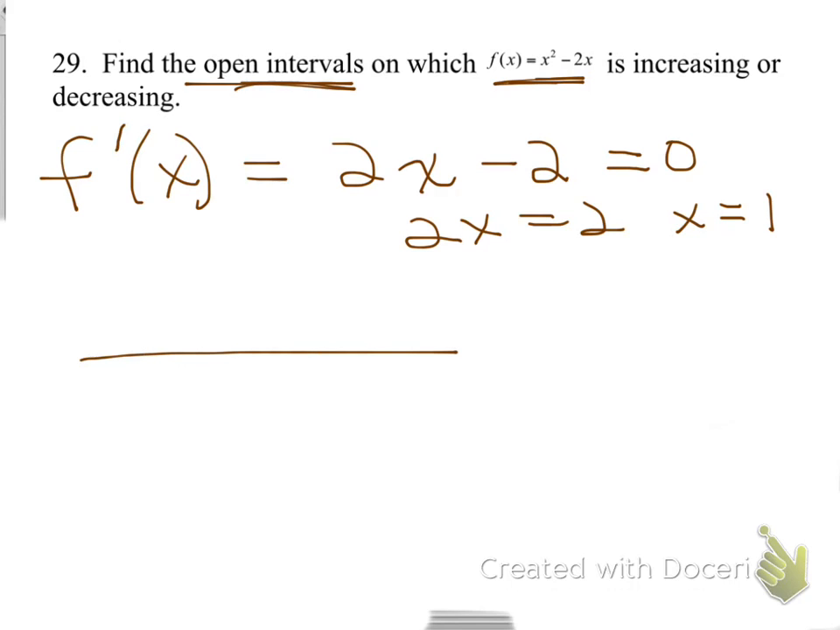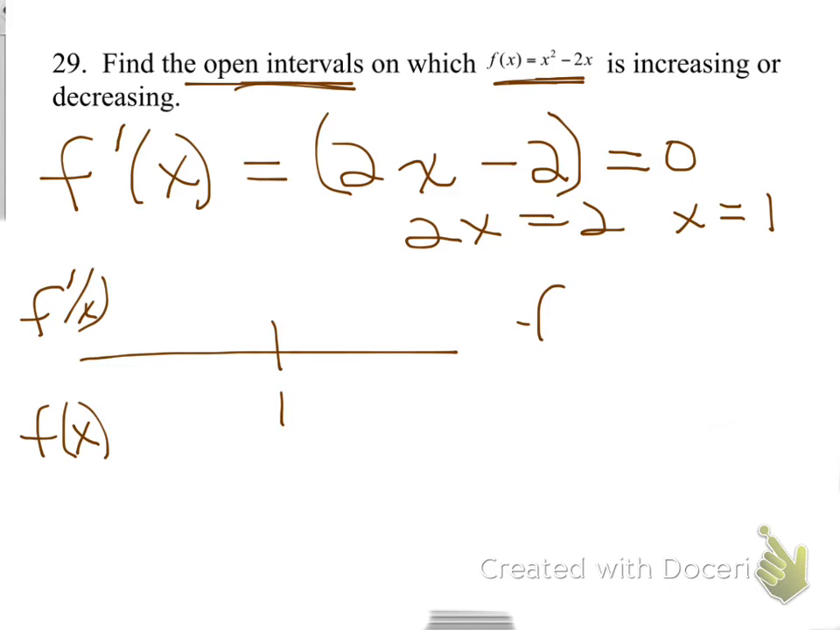Set up your sign chart. Remember, the top is your slope. The bottom is the direction of your function. Your critical value is 1. Okay, here is my first derivative. So what I should do, let's factor that because it'll look nicer to deal with. So I'm going to put that over here because I like to evaluate it when I have a factored form. So that's going to be 2 times x minus 1.